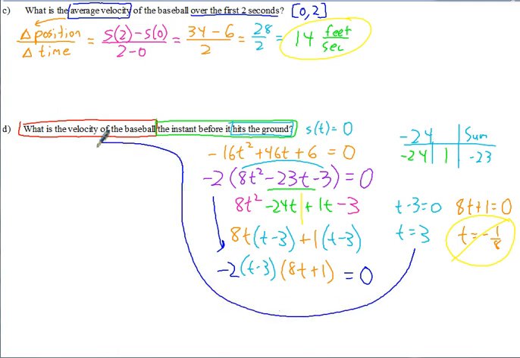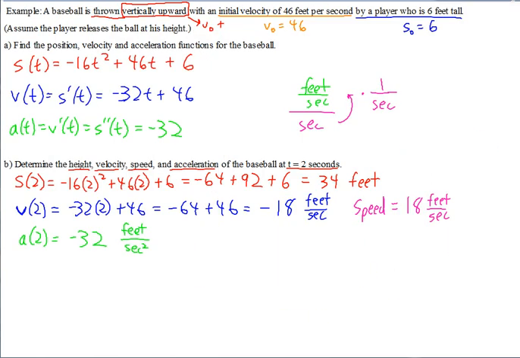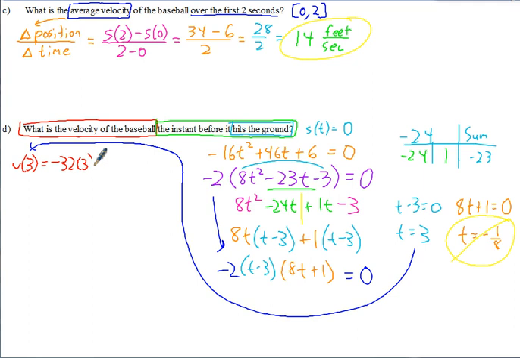Now we know when it hits the ground, and the question asks what's the velocity of the baseball when it hits the ground. So now we can plug that into a velocity function. V of 3 would be negative 32t plus 46. So negative 32 times 3 plus 46. That would be negative 96 plus 46, which is negative 50. And the units would be, since it's velocity, feet per second. See, it's negative because it's traveling downward when it hits the ground.